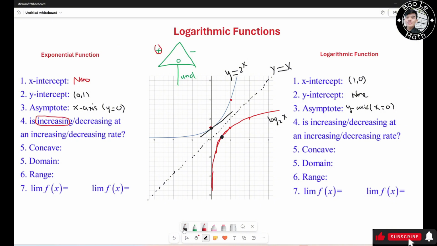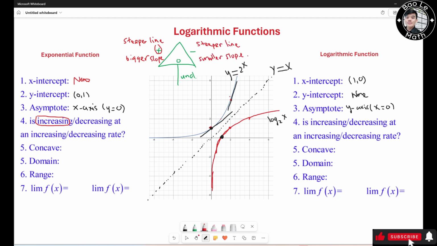Now, you draw another tangent line. I draw this one right here. Alright, so look at the left hand side right here. If the line goes this way, and the line is steeper, the slope is bigger. Now look at the right hand side. If the line goes this way, and the line is steeper, the slope is smaller.